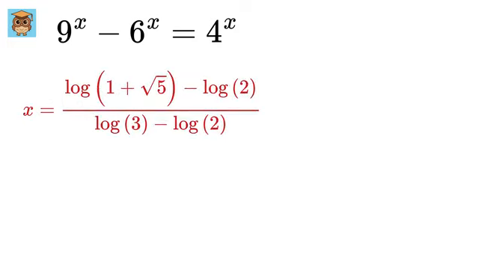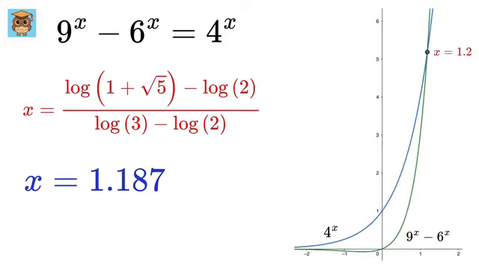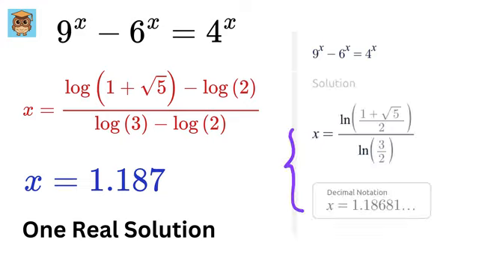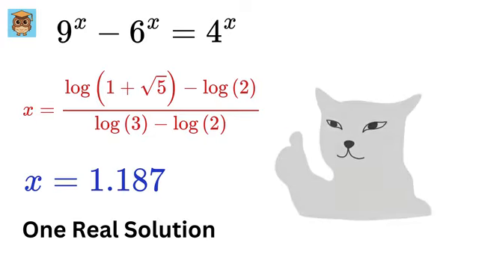Now you can leave your answer like this, or find its decimal value, which turns out to be 1.187, and that's it. From the graph, we saw that there was only one intersecting point, and it was nearly 1.2, and it turns out to be the same. And also we proved that we only get one real solution. Finally, when we put this equation in an online calculator, we get the exact same result. Isn't that cool? So good!